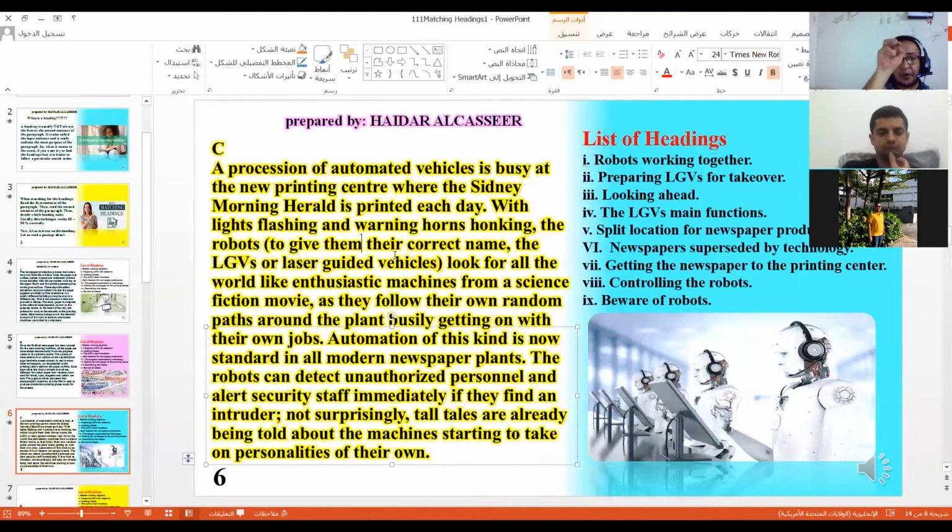Beep, beep, warning horns honking. We said if we have a warning, if we have an alert, if we have also a danger, if we have a caution. So which one? Without thinking, which one? I think IX. Yes, that's the one. It's the last one. IX, beware of robots. Why did I choose beware? Because beware is the only heading that gives the meaning of warning. Beware, alert, warning, danger. Okay, everyone? Okay, beware of robots. Okay, do you have any questions here?